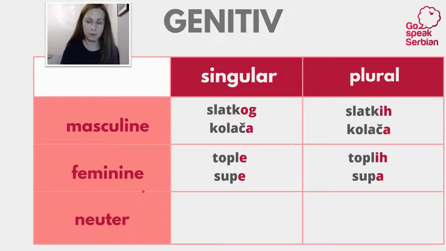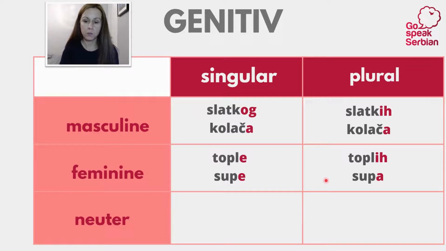For feminine nouns, in singular, the endings are e for adjectives and e for nouns. Na primer, for example, pojela sam tanjir tople supe. I ate a plate of warm soup. Tanjir tople supe.